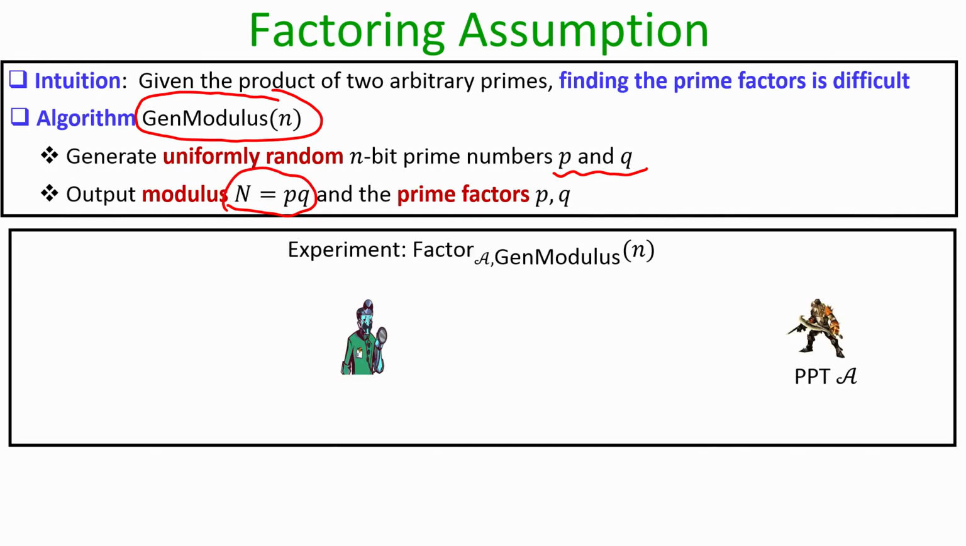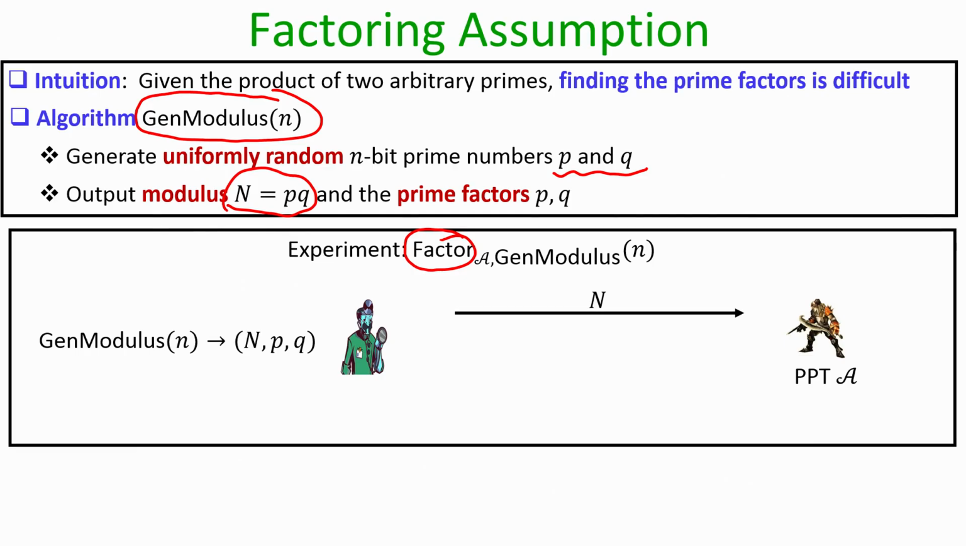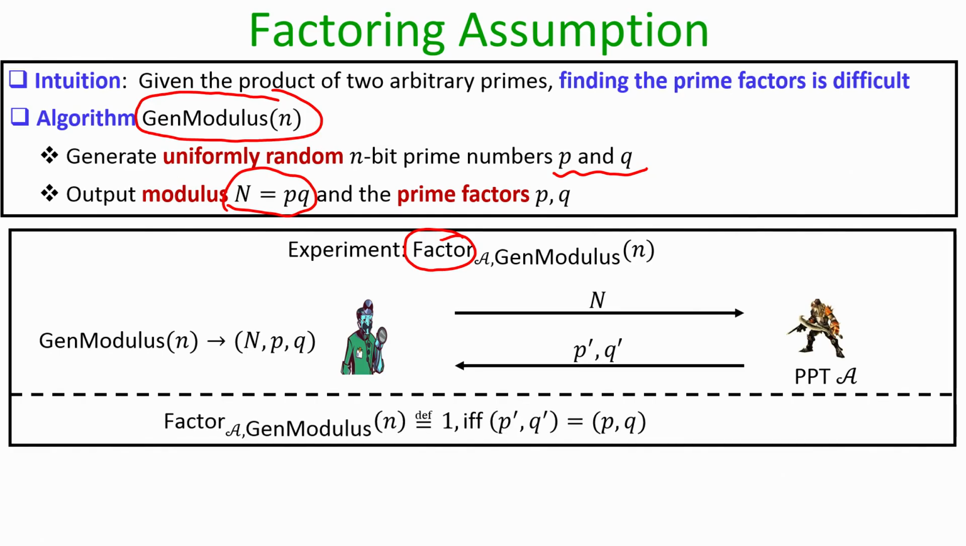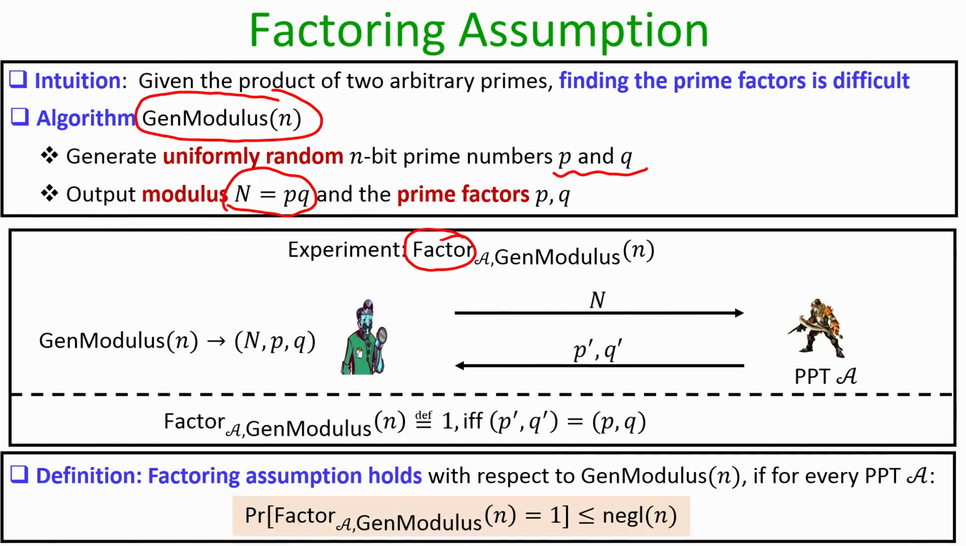Now, the factoring assumption with respect to the GenModulus algorithm is modeled as an experiment which we call the factor experiment, and the rules of the experiment are as follows. The challenger runs the GenModulus algorithm, generates the parameters N, p and q, and the challenge is thrown to the adversary, namely big N, and the challenge for the adversary is to come up with its prime factorization, namely p and q. So, it submits a pair of numbers p dash and q dash, and we say that the output of the experiment is 1, namely the adversary has won the experiment, if indeed the pair p dash, q dash is exactly the same as the prime factorization of your modulus big N.